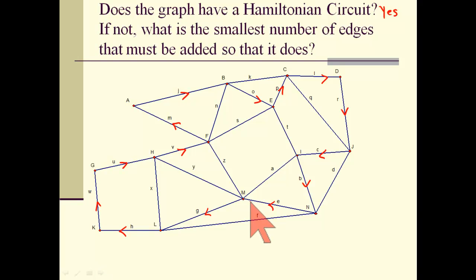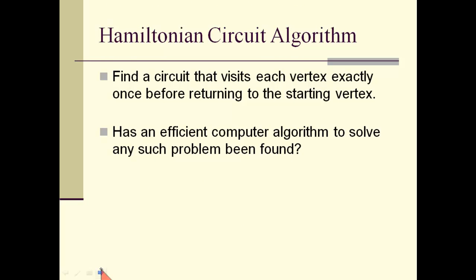Well, here for example, vertex M has valence 1, 2, 3, 4, 5. So this graph has a Hamiltonian circuit, but it has at least one vertex of odd valence. So that's not the right check. Might there be another one? In particular, is there a computer algorithm for this?